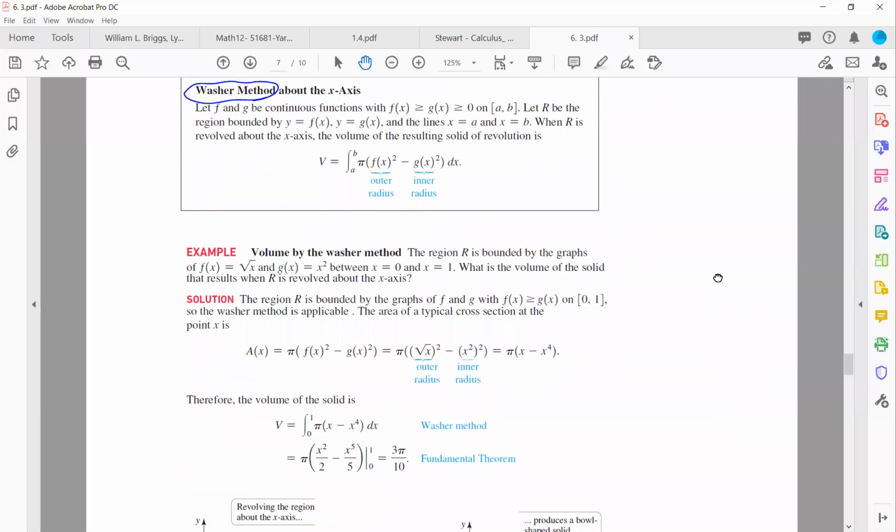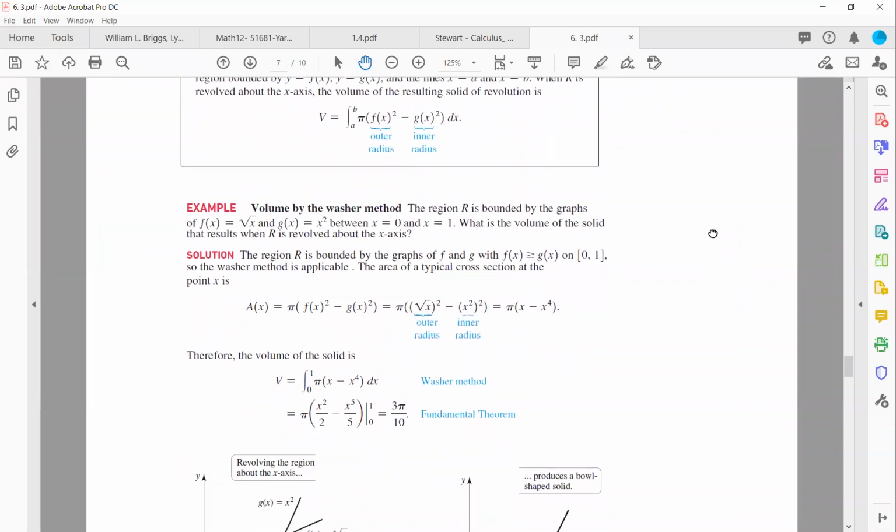Okay, one example for you. We're going to use the washer method to find the volume. You have two functions, f of x is square root of x, g of x is x squared, and x is bounded between 0 and 1. What is the volume of the solid that results when R is revolved around the x-axis?